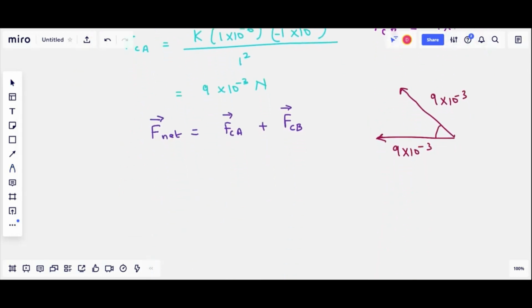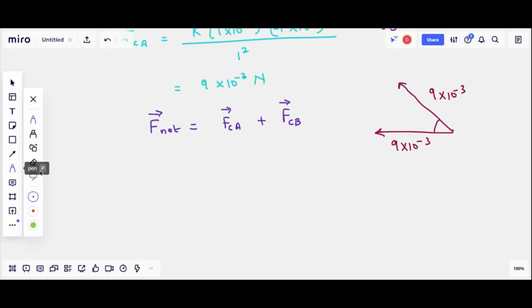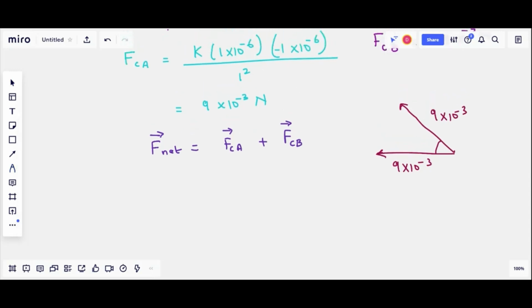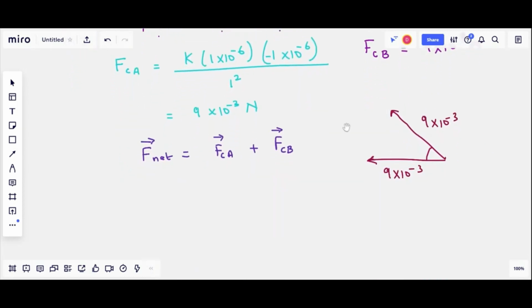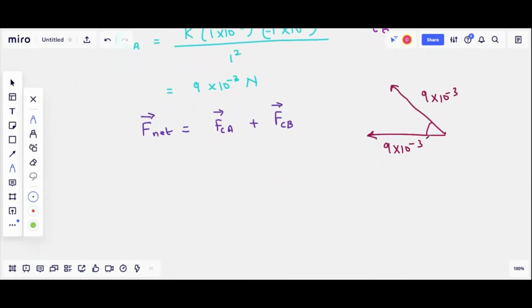So these two forces now have an angle in between them, and we now have to recall the properties of the geometry of the equilateral triangle, that all the angles of an equilateral triangle are 60 degrees. So we are going to write this as 60 degrees. So basically we have to do a vector addition of these two forces having an angle of 60 degrees.